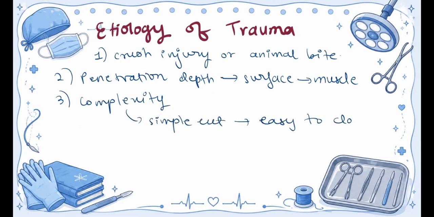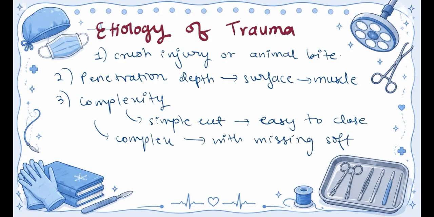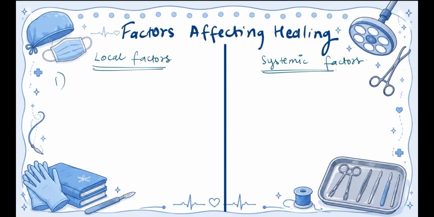Finally, they assess the structural complexity. A simple cut is relatively easy to close. However, a complex wound with missing soft tissue or organ damage requires profound surgical planning. Even with perfect classification and planning, healing can be easily derailed.